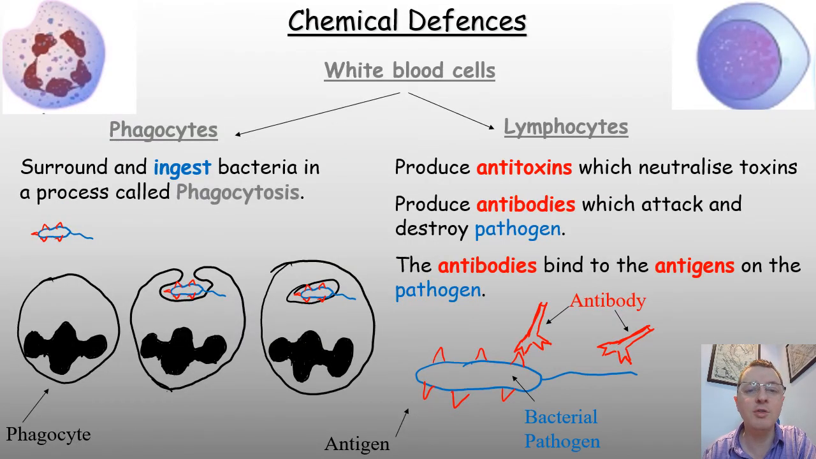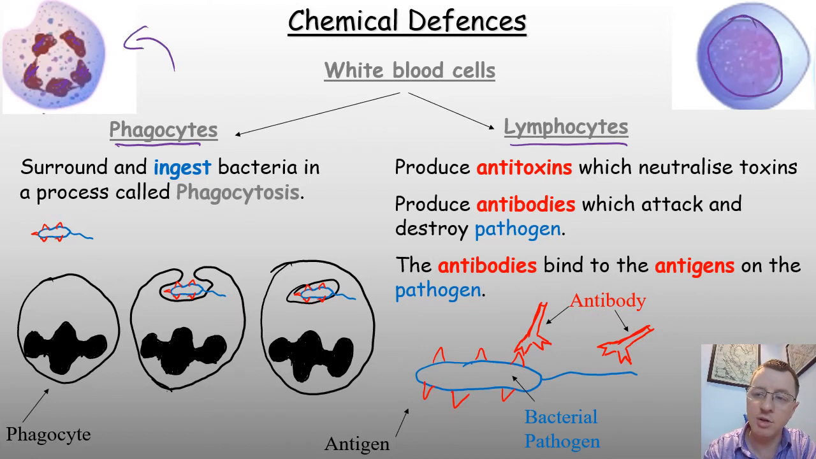There are two different types of white blood cells. There are the phagocytes and there are lymphocytes. You can tell the difference between these based on the shape of their nuclei. Phagocytes have this strange lobe-shaped nucleus, as you can see in the cell here, and lymphocytes have a very large circular shaped nucleus, as you can see in the cell here.